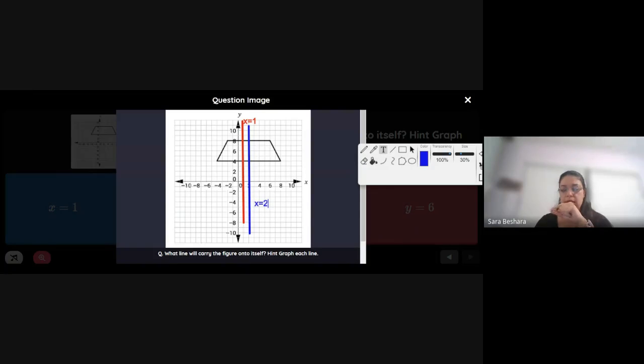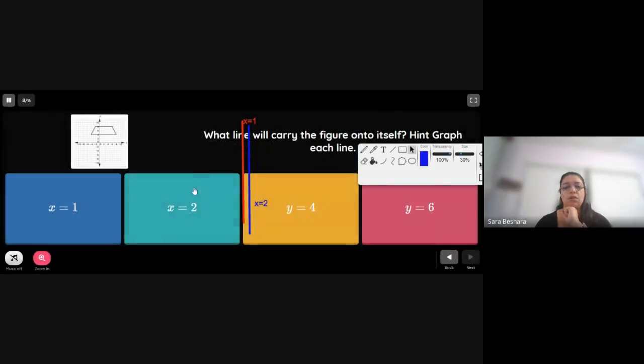If you are able to tell, if you can't tell, just count the units on each side. So on this side right here, we have 1, 2, 3, 4, and then on this side we have 1, 2, 3, 4. At the bottom two should be the same units on the left as it is on the right. So x equal to 2 is an answer. It will map that trapezoid onto itself. So I'll pick that one.